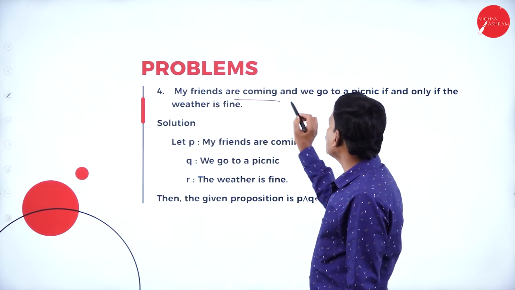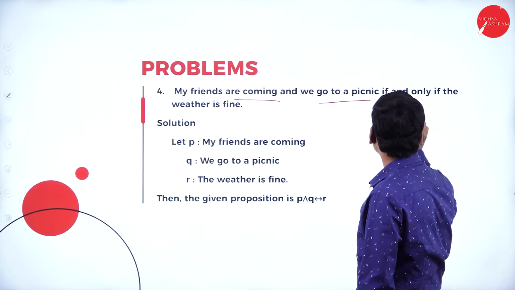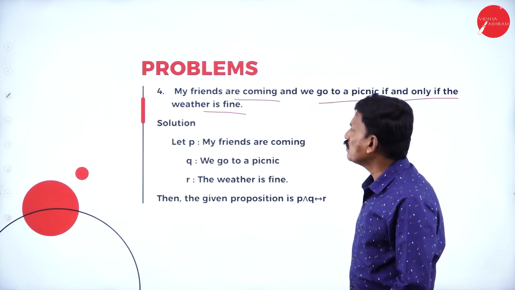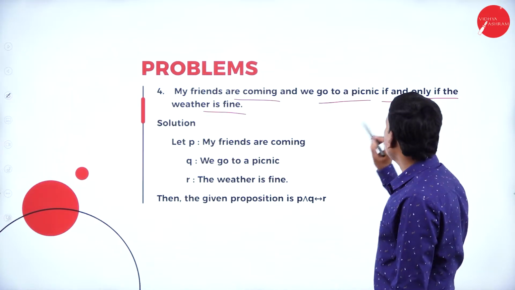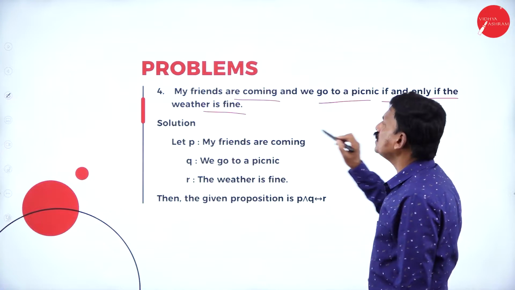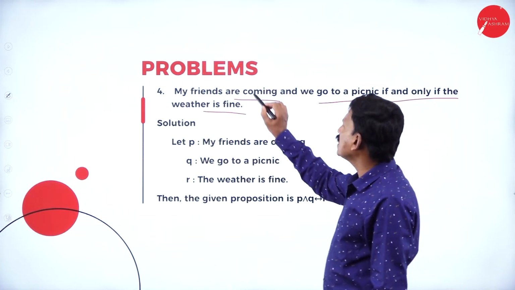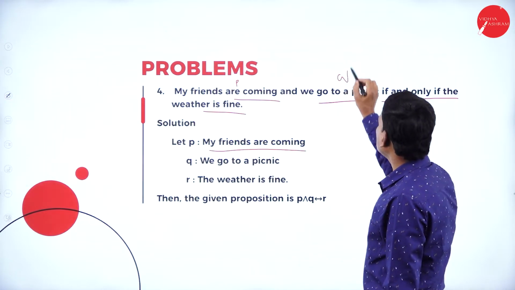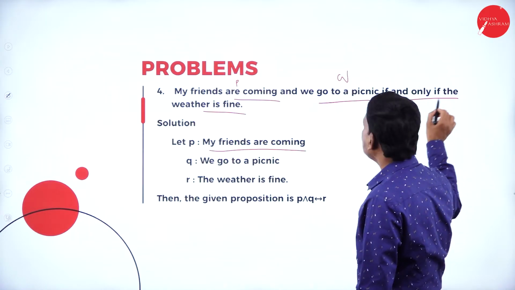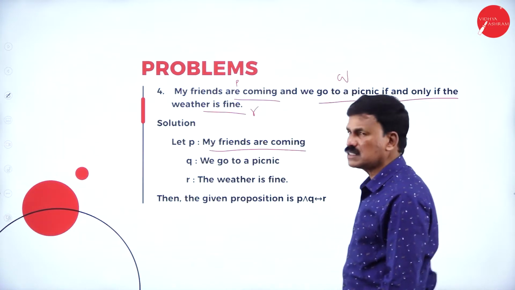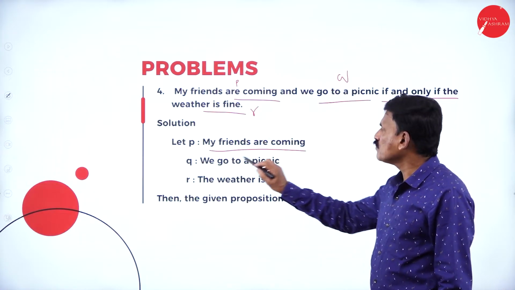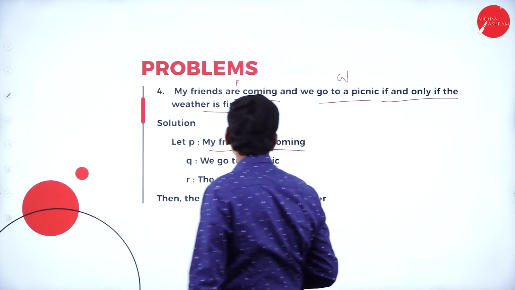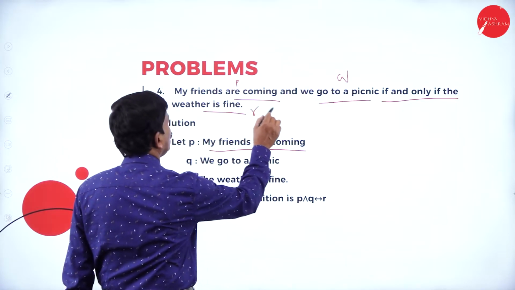Next one. My friends are coming and we go to a picnic if and only if the weather is fine. Very important problem it is. Let us consider my friends are coming as P. Then we go to a picnic, this is Q. If and only if the weather is fine, this is R. There are three statements: my friends are coming, we go to a picnic, the weather is fine. Here, how to write the given proposition?